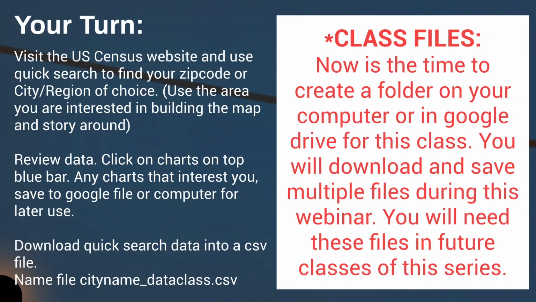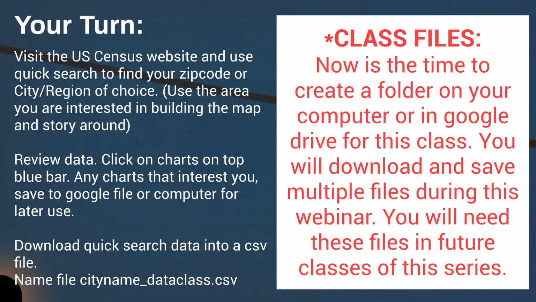But I don't know how much data is on it. Certainly none at the Census Bureau website, which is now your turn to dive into. So you're going to visit the Census Bureau website and use the quick search to find your zip code or the city or region of your choice, wherever your efforts are, wherever your programs, operations are, wherever you want. Use the area that you're going to build a map around later on through this course. This is some of the early steps there, right? Building blocks.